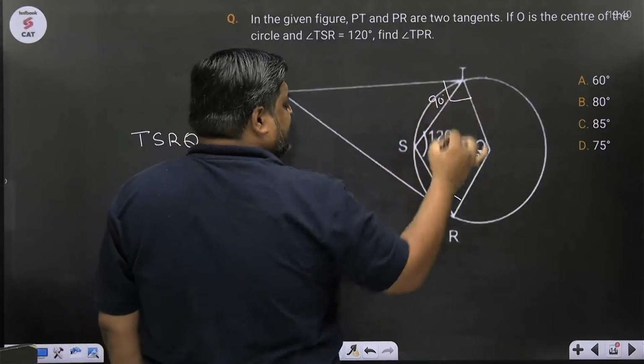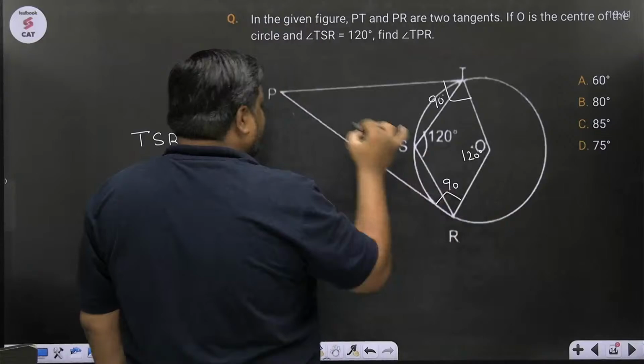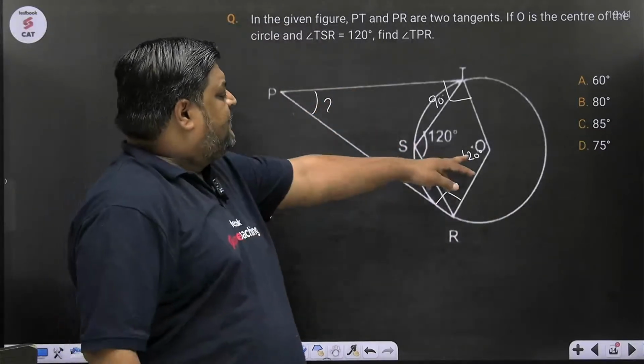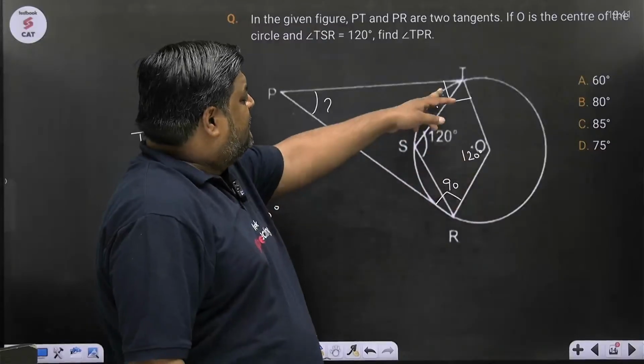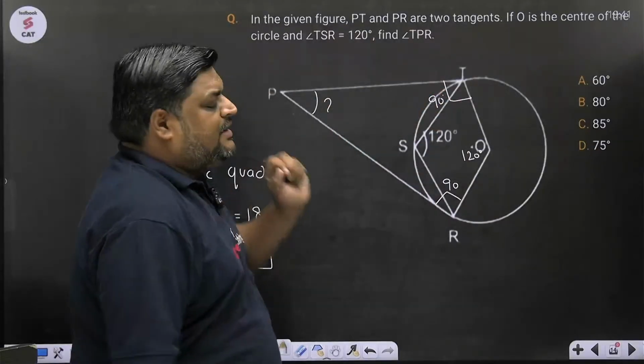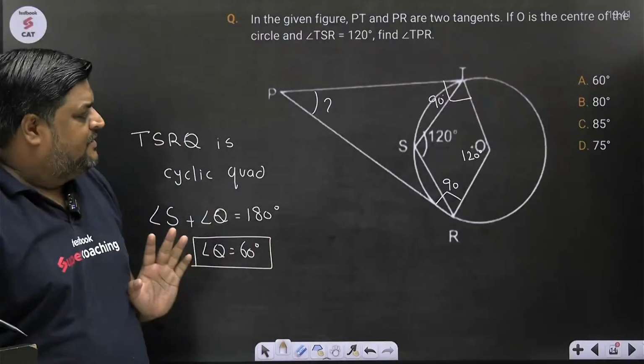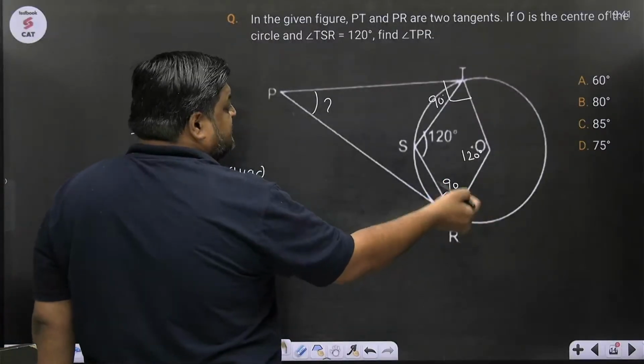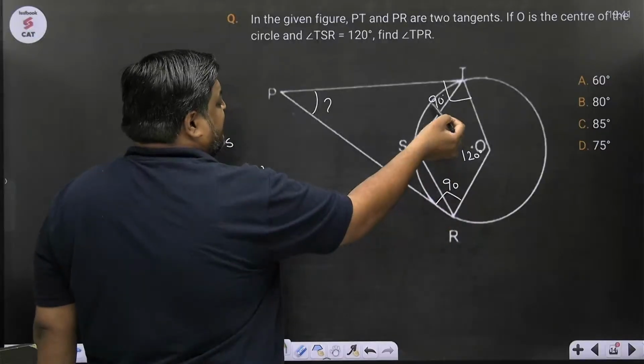This is 90 degrees and this is 90 degrees. They are asking what is angle P. I can proudly say 120 plus 90 plus 90 plus angle P is 360, right? So how much is this? 120 plus 90 is 210. 210 plus 90 is 300.